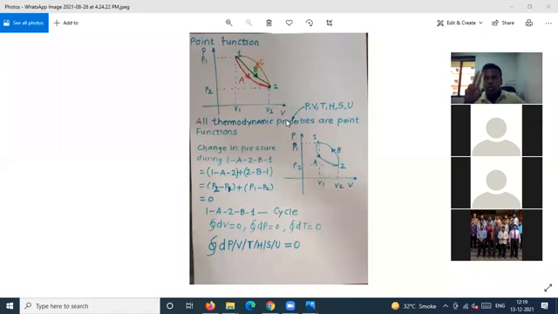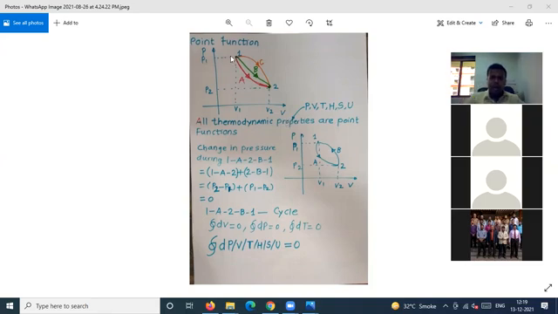Both work and heat are path functions because they depend upon the path which you have followed while moving from the initial state to the final state. But when you compare this with properties like pressure, volume, temperature, enthalpy, entropy, specific volume, all those properties are called point functions. Why are they called point functions? Because they will not depend upon the path.